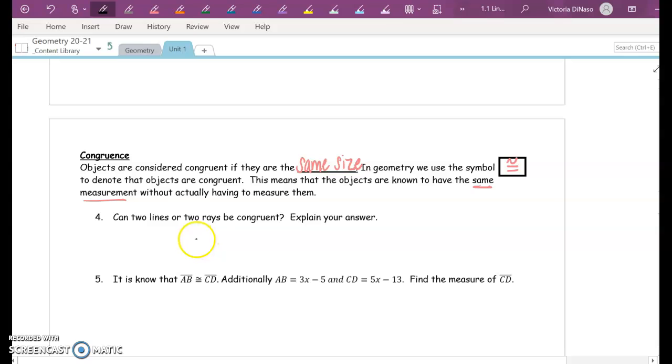Rays and lines can never be considered congruent because they have arrows going through them. There are no definite lengths to a line or to rays, and since arrows go on forever and ever, we can never say that they are congruent.